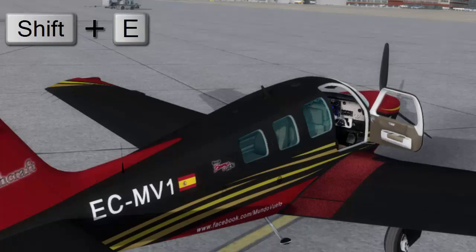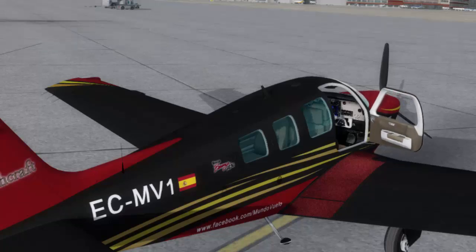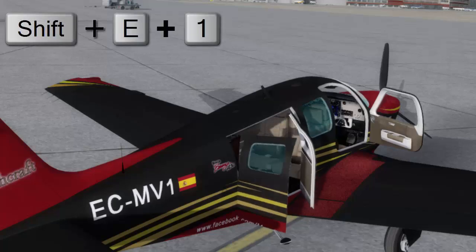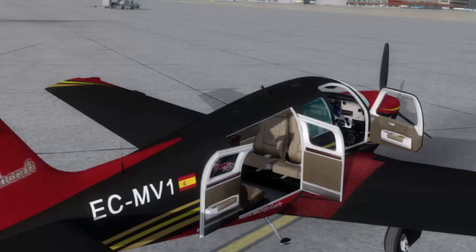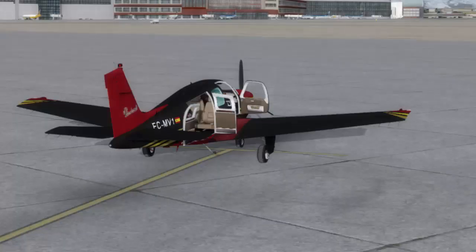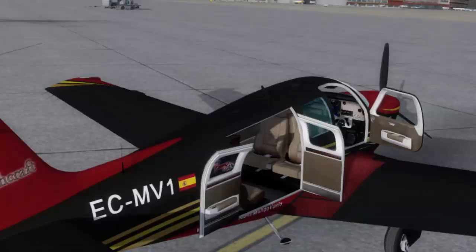Okay, and if you don't mind, if you want to fly with me, I invite you to enter the aircraft, and I'm showing you the combinations of keys you have to press on your keyboard to make that possible, to open the doors, and to enter inside. And as you may know, we are using Lockheed Martin Prepar3D. We have the aircraft completely dead.